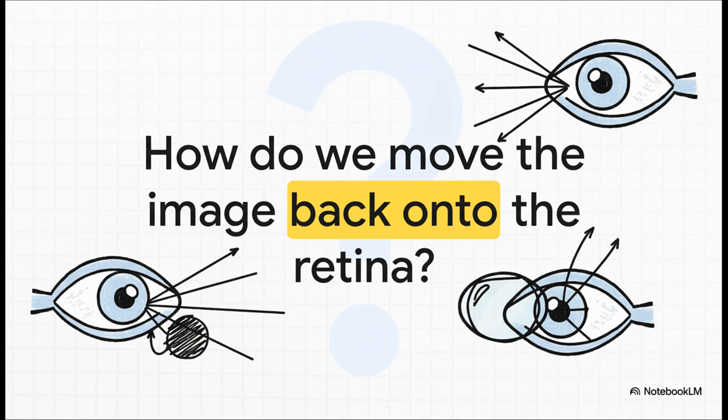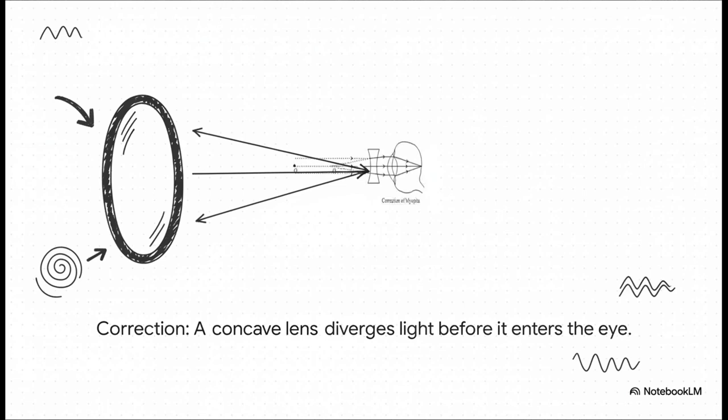How can we do that? We need to reduce that excessive converging power. And the answer is we use a concave lens of an appropriate power. This diagram here illustrates how it works beautifully. You see, a concave lens is a diverging lens. Its job is to spread out the light rays a little bit before they enter the eye.